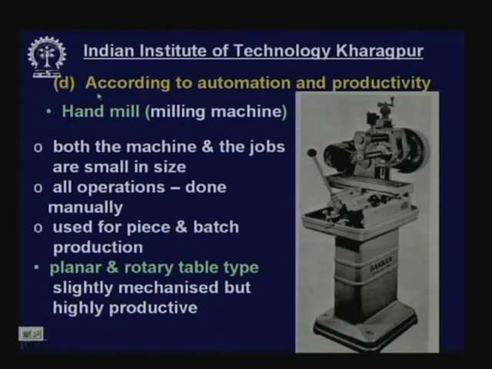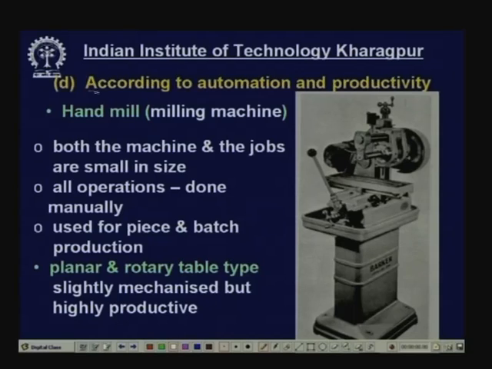Now, come to classification according to automation or degree of mechanization and productivity. The machine shown over here is called a hand mill. Hand mill is the most primitive milling machine. Everything is manually done and the capacity is very low. The machine size is very small, the job size is also very small. Productivity is also very low, and quality will be limited because everything is done manually.